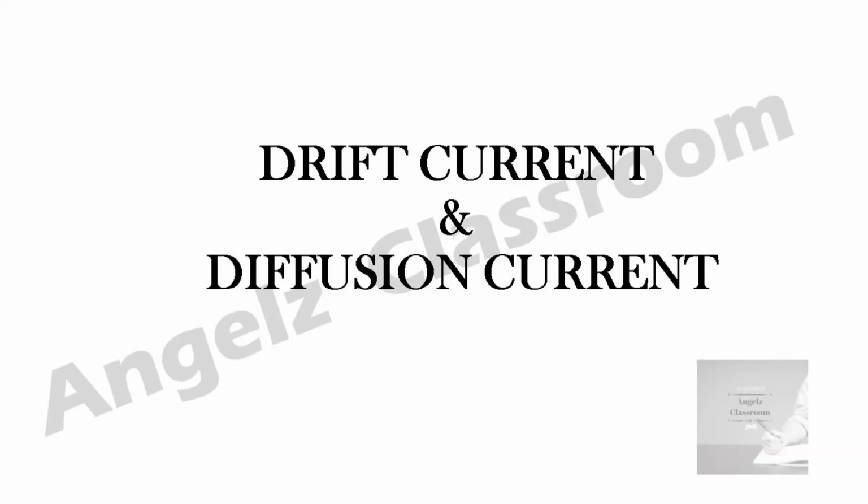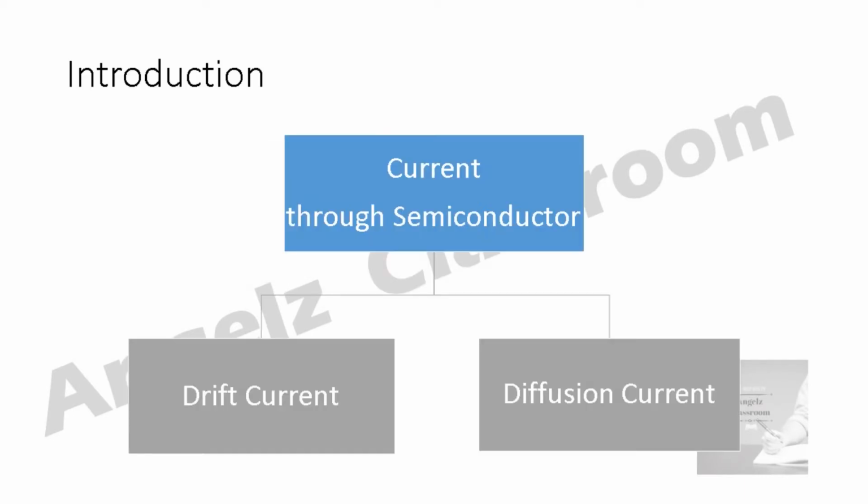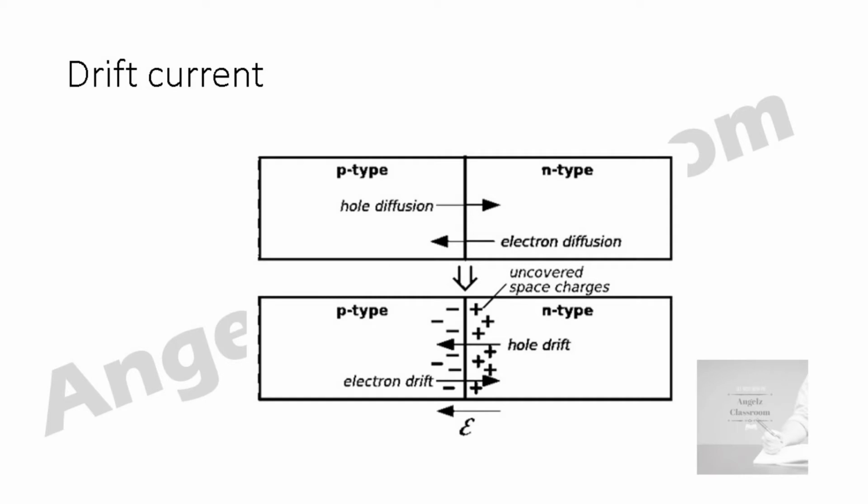Today's class we are going to see about drift current and diffusion current. The current through the semiconductor is classified into two types. First one is drift current and next one is diffusion current. On the top diagram, that is electron and hole diffusion, whereas in the bottom diagram, when I am applying the electric field, the electron drift happens from p type to n type and from n type to p type.